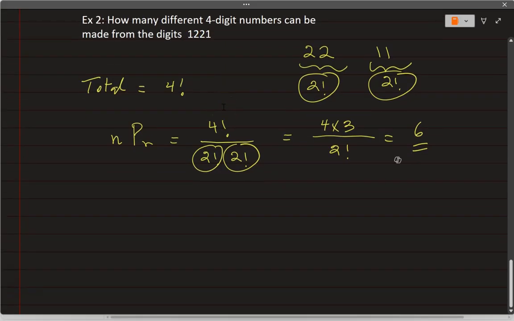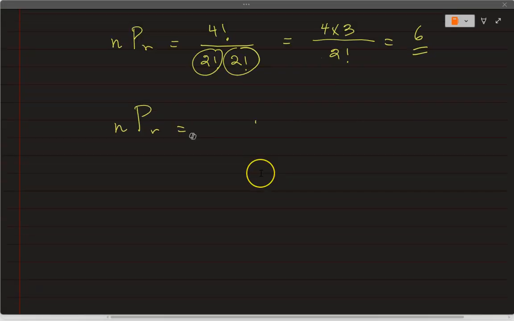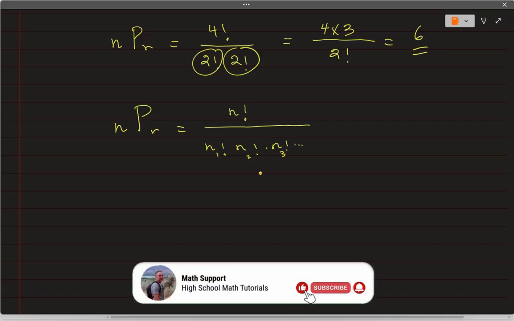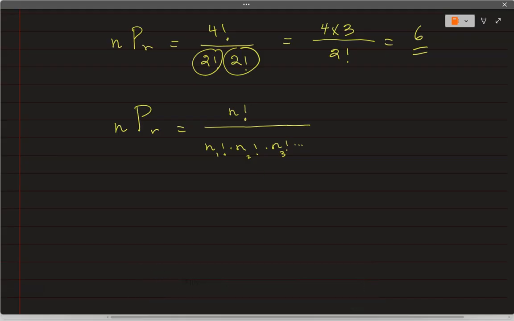So let's put it all together. When you have a situation like this, your permutation formula will be n factorial, the total, divided by each of the repeated objects: n1 factorial times n2 factorial times n3 factorial, and so on, depending on how many repeated objects you have, and it's all multiplication. That is what you're going to use from now on for repeated objects that show up in the arrangements. Very good.